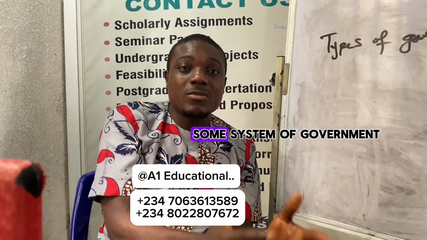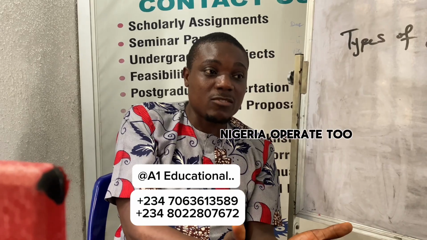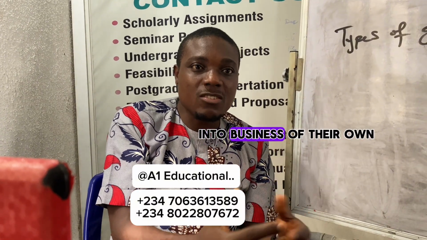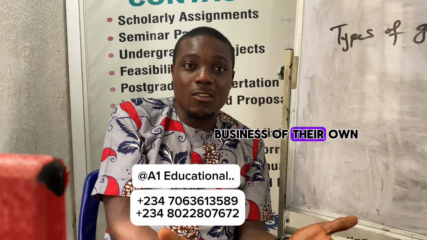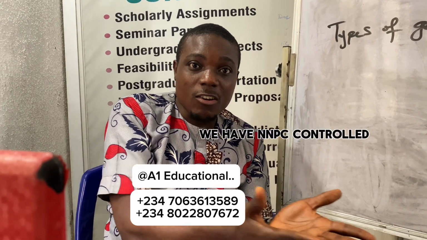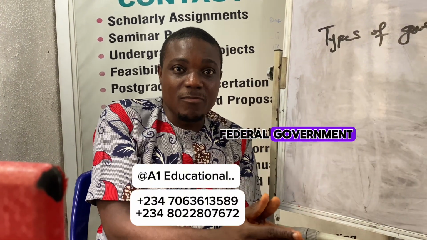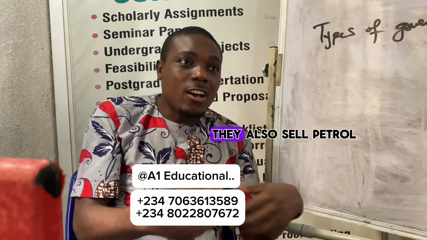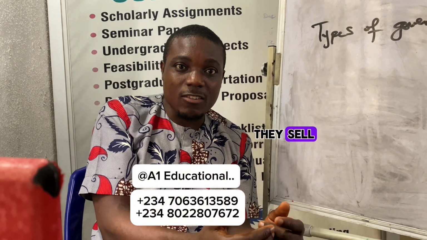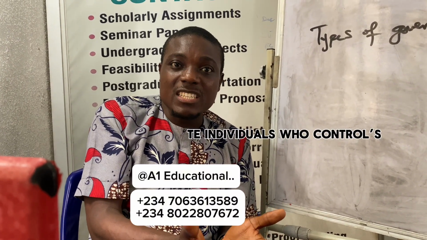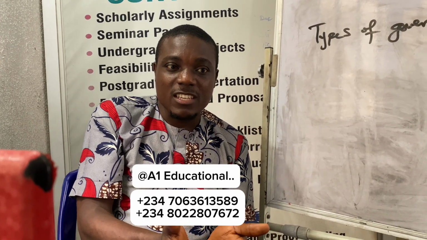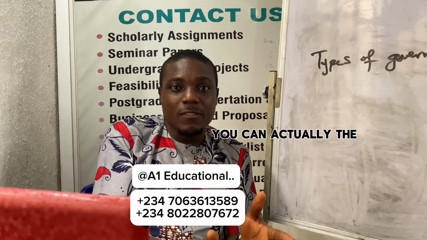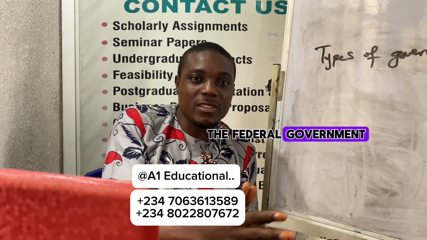Yes. And we also have a system called a mixed economy system, like the one Nigeria operates. In terms of economy, we operate a mixed economy system, where we have private individuals who can venture into business of their own, and government also ventures into business of its own. Like in Nigeria, we have NNPC, formerly solely owned by the federal government. They sell crude oil to foreign countries. They also sell petrol to Nigerians. We also have a private individual who controls a private refinery, just like Dangote. Dangote also sells to Nigerians and also to foreigners. That means under a mixed economic system, the states can have their own business and the federal government can also have their own business.